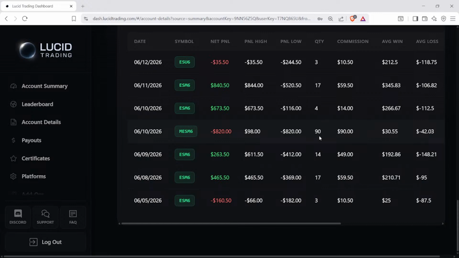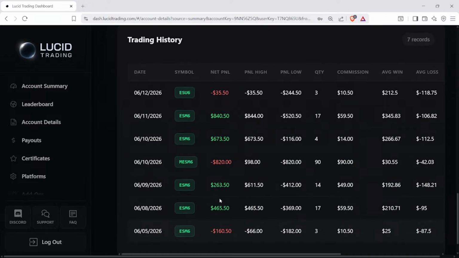So either I'm stopped out or I hit the 4 points and move to break even. If it hit the 4 points, I'll move my stop loss either a tick or 2 ticks above break even, because I want to at least get the commissions and not lose on commissions. And that's what happened here. So I got 263 to 465 and a 160. So that Monday.